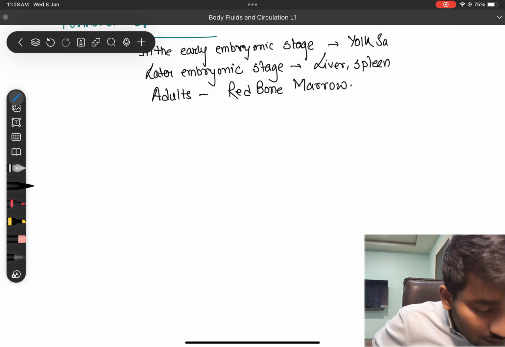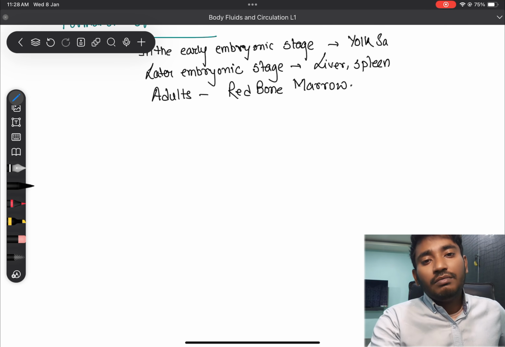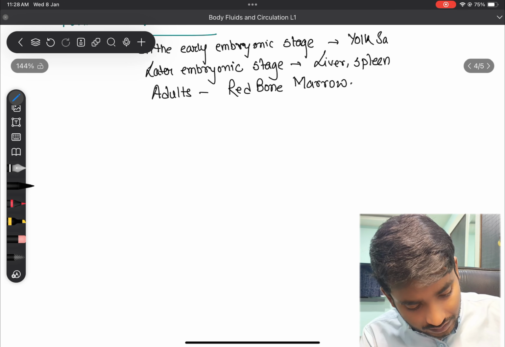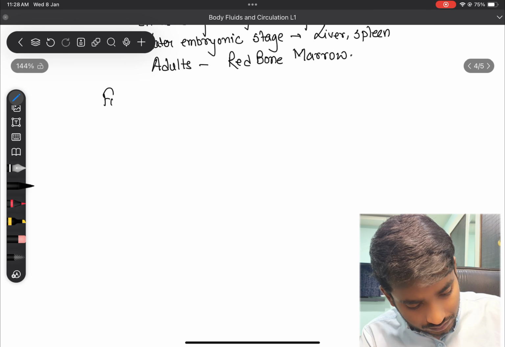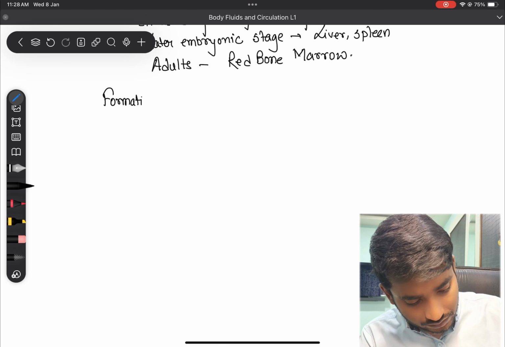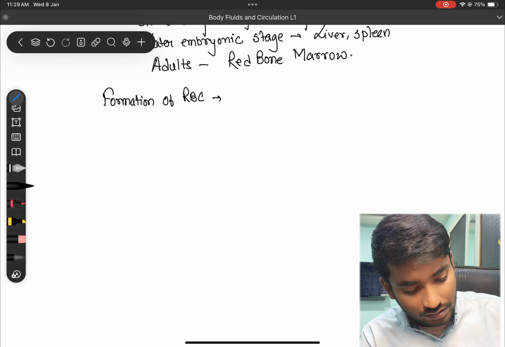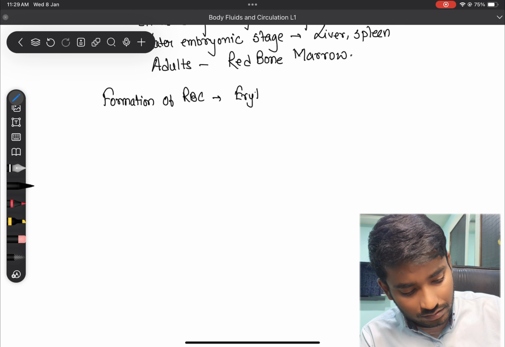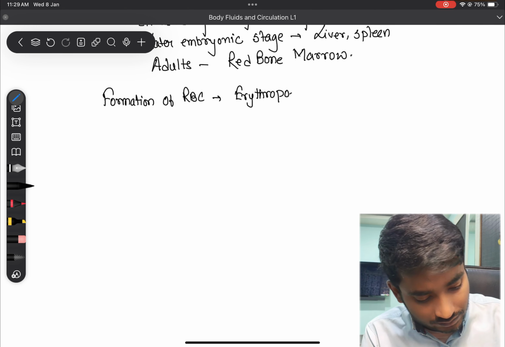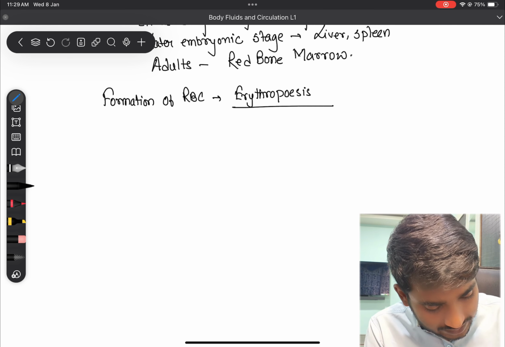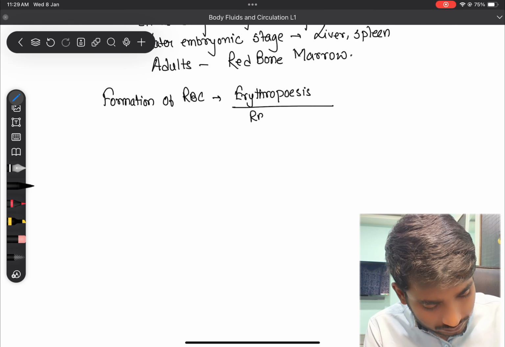So the formation of RBC is called erythropoiesis. Okay, the formation of RBC is called erythropoiesis, RBC formation.